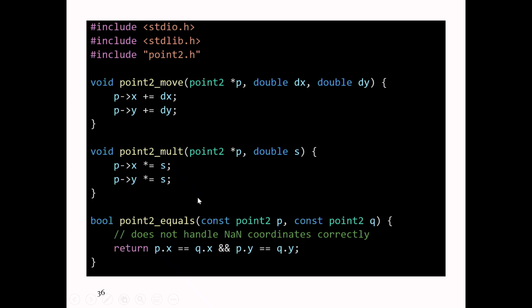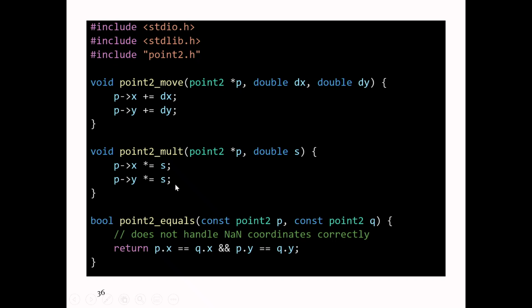And now you just define your functions. So now you take your functions and you give them an actual definition. So how do I move a point pointed to by p? Well, I just add dx to the x coordinate and dy to the y coordinate. How do I multiply a point pointed to by p by s? I just multiply the x coordinate of p by s, and I multiply the y coordinate of p by s.